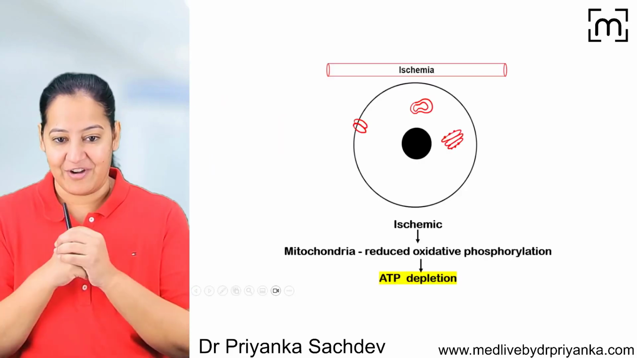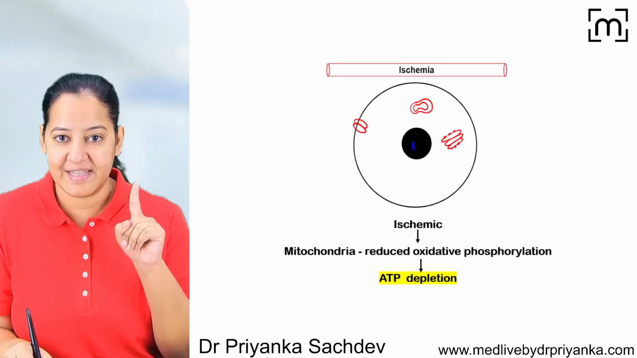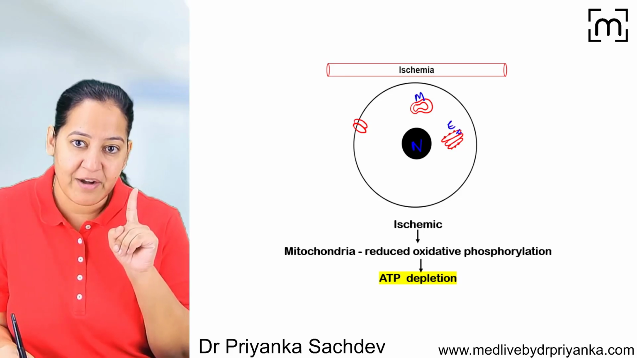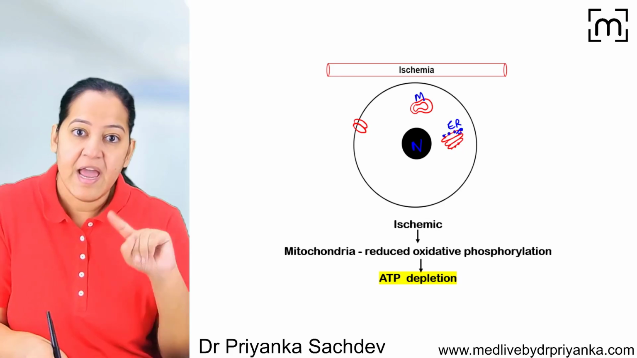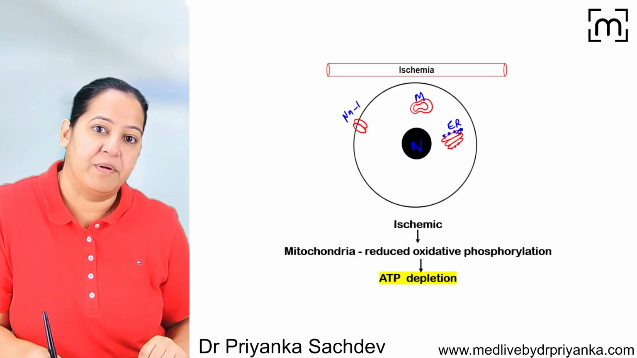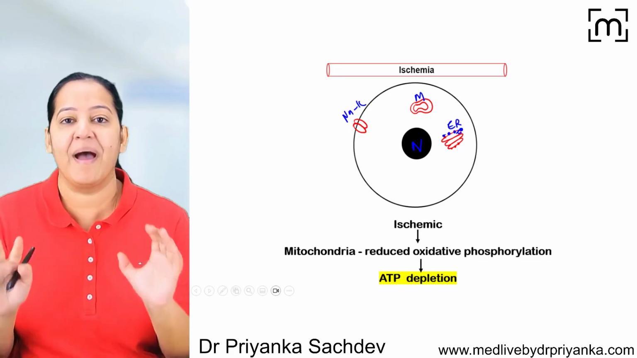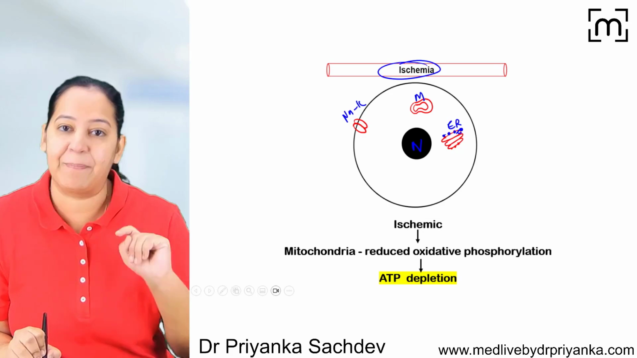So have a look at the diagram. Can you see this is a cell? This is a normal cell of the human body. You can see inside the cell there is a nucleus. This is the mitochondria. This is the endoplasmic reticulum on which the ribosomes are present. And you can see this is the sodium potassium pump which is present on the cell membrane. This is a normal cell. It is getting the blood. Now imagine if this cell does not get the blood, that is, ischemia is happening to this cell.